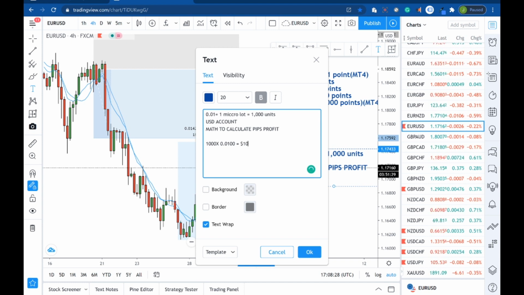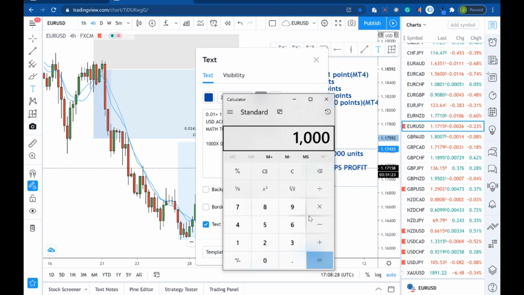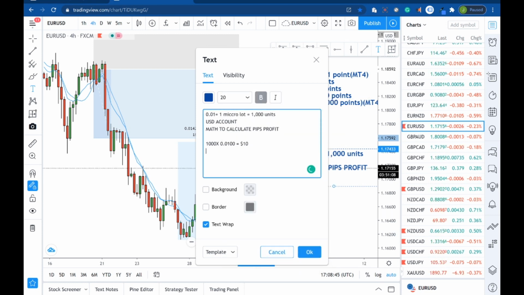I can show you on the calculator here. Do 1,000 times 0.01. That's 100 pips, what I showed you, and it equals 10. So that's how I do my math for any pips, anything like that. Let's make it a little more complicated. Let's do 3,000 units times some random number. Let's say we got 145.3 pips. If we're ever typing it in, we would just have it like this, 0.3. That 0.3 is the micro pips.